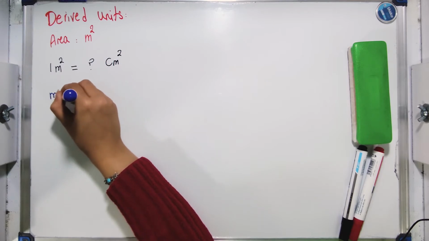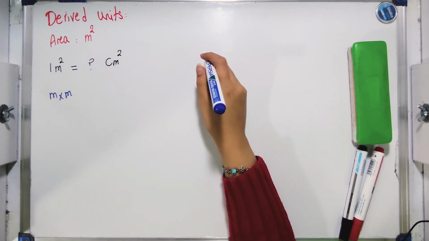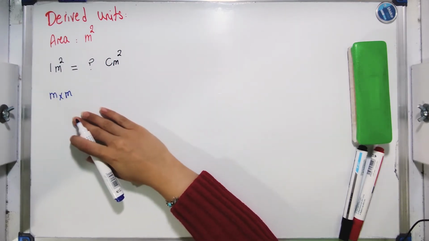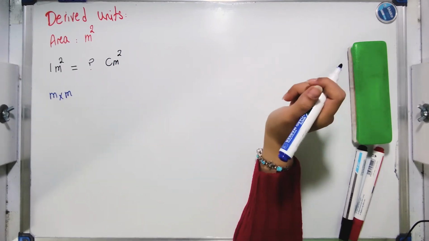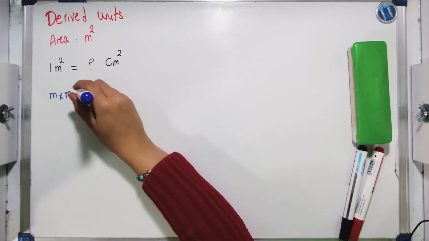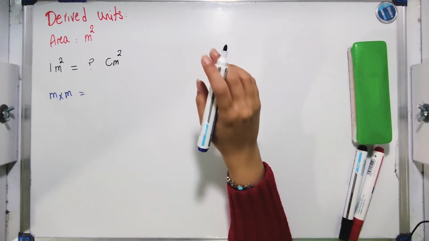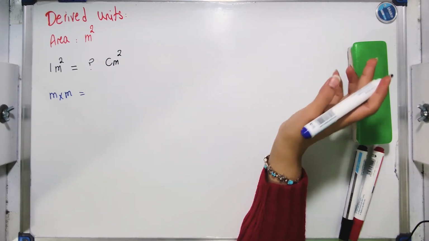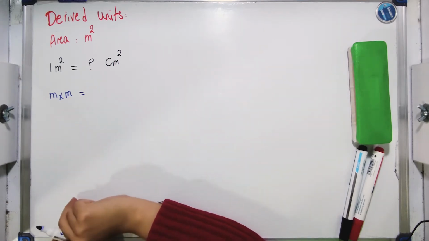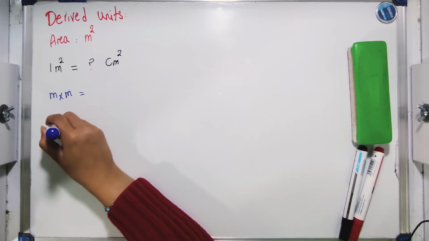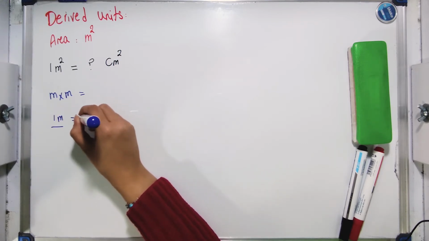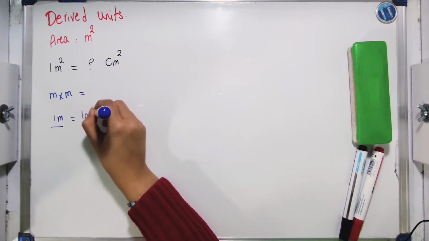Is it m times m? It is, isn't it? A square meter is m times m. So, recall the conversion factors and convert meters to centimeters. I told you every 1 meter equals 100 centimeters.